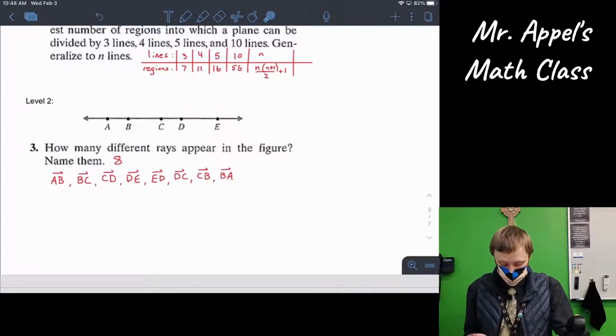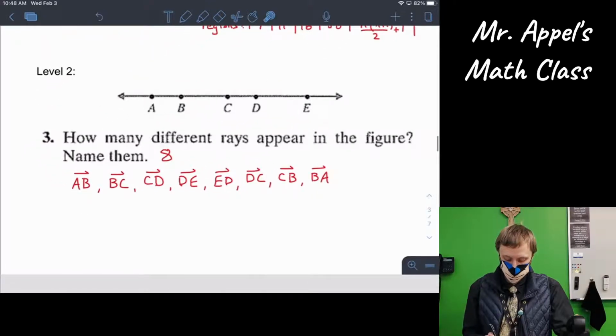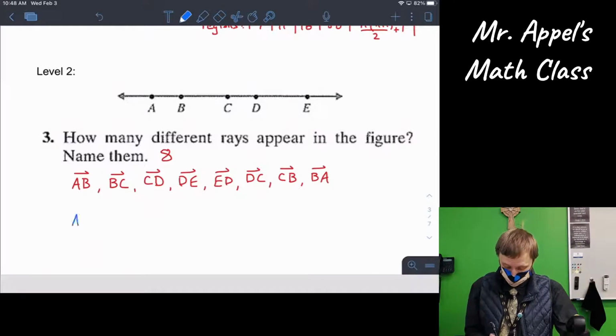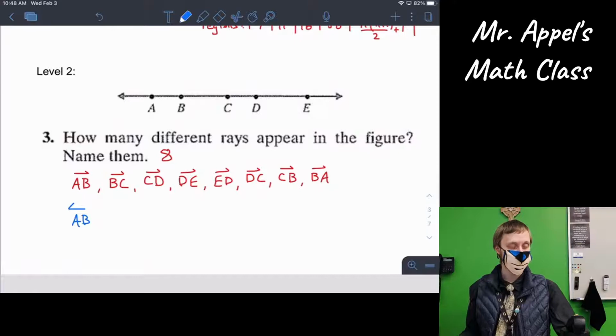There are 8 different rays named here, named very similar to the line segments, except make sure you have the arrow over each end. Ray AB is different from ray BA, just because of which end I put the arrow on. I could also have written it as still AB, but put the arrow that direction. That would work as well. But it makes it harder to name it out loud as unique.